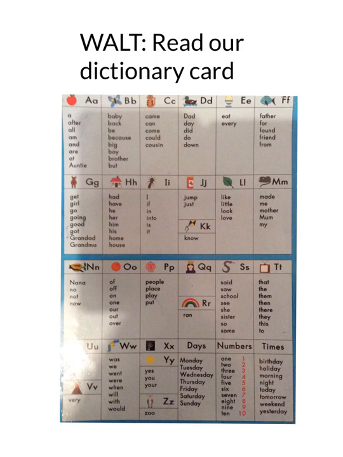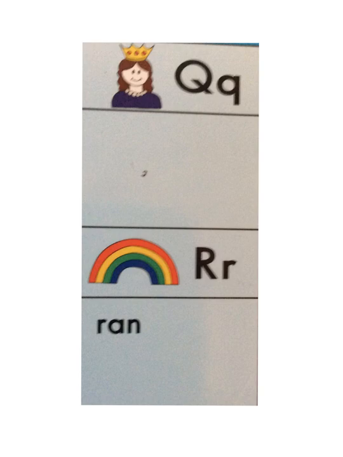We are learning to read our dictionary card. In this movie, you're going to read the words on the dictionary card from A to F, and then when you can read those words, then you can use them in your writing. There are no words on your dictionary card under the letter Q. These are the words on your dictionary card under the letter R.